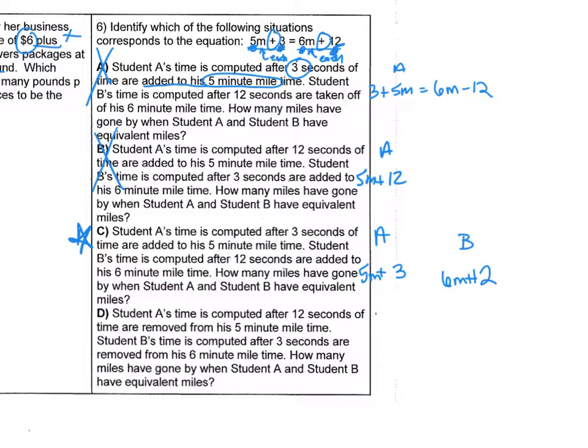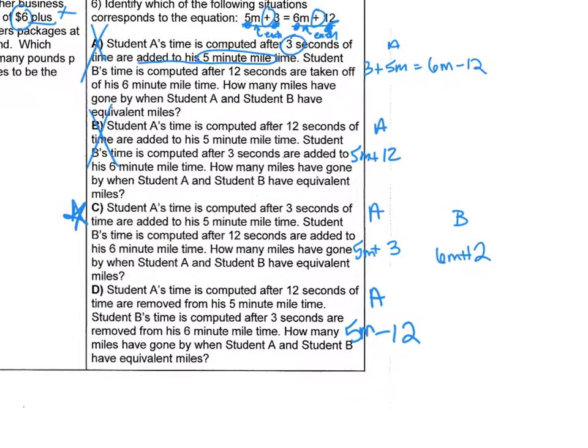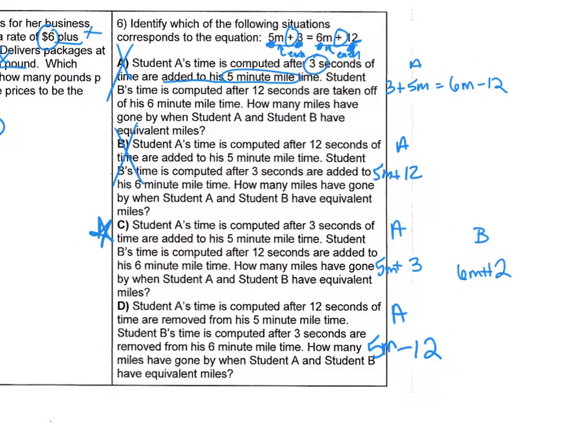Student A's time is computed after 12 seconds of time are removed. So 12 seconds are removed from his 5-minute time. Does that work? No. 5 and 12 didn't go together. And we're not taking time off.